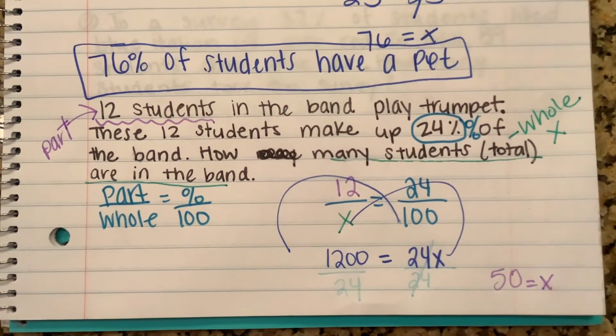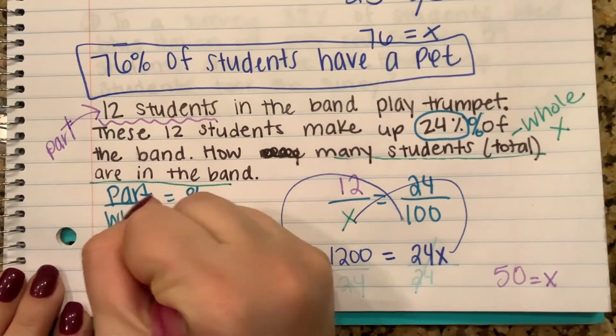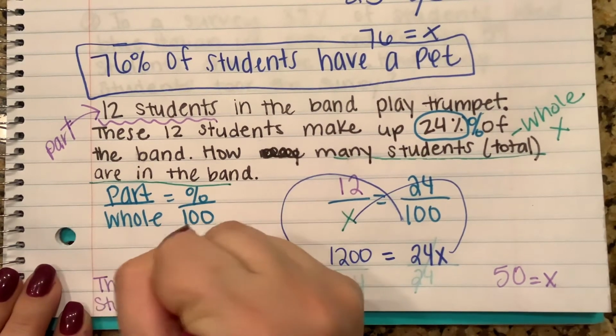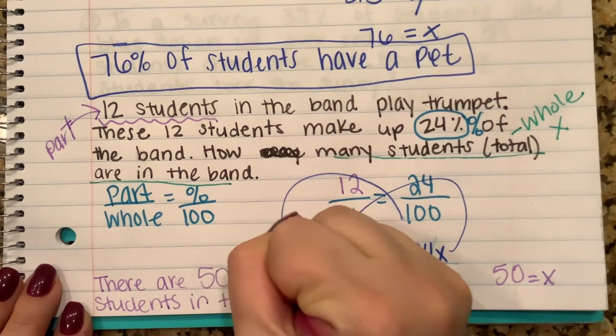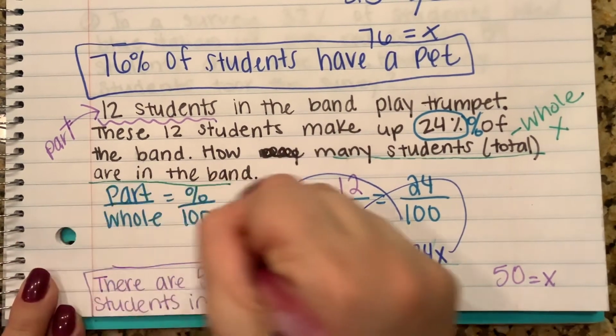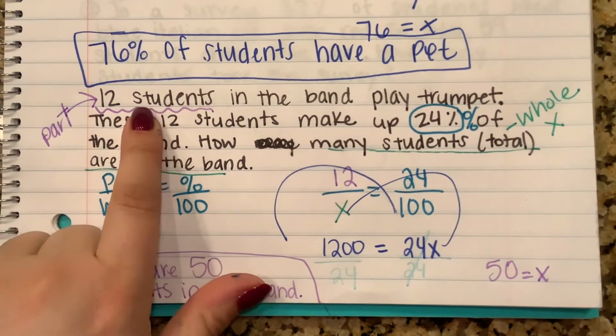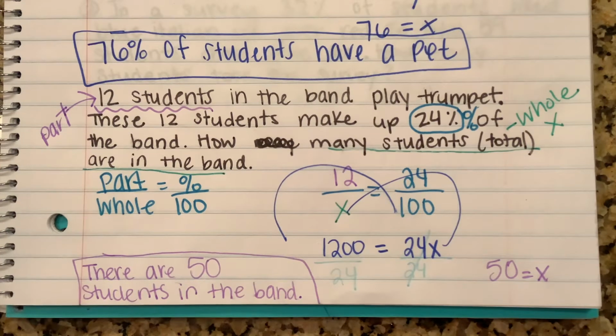So x equals 50. Now, if we want to write this in a full and complete sentence, which I always recommend, we would say there are 50 students in the band. And if you wanted to even expand on that answer, you could say there are 50 students in the band and 12 of them play trumpet, because that was given in our problem. So it just gives for more an academic answer, even though that 12 students that play the trumpet were part of our word problem. Okay, we have two more problems to look at for 8.3 day 2.